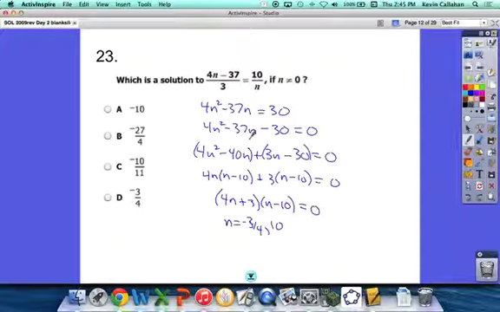If you remember, the way you do it, since that's not 1, you got to go 4 times negative 30 is negative 120. And then what are the factors of negative 120 that add up to negative 37? Negative 40, positive 3. So split up the middle term, group the first 2, group the last 2, factor each one of them, factor, negative 3/4 and 10. So that makes.